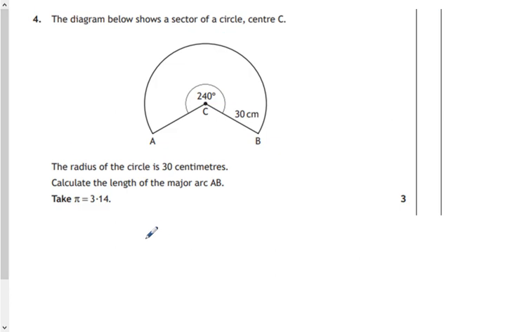The diagram below shows the sector of a circle, center C. The radius of the circle is 30 centimeters. Calculate the length of the major arc AB, taking pi to be 3.14. So we've been given a value for pi to make things a little bit easier on us.